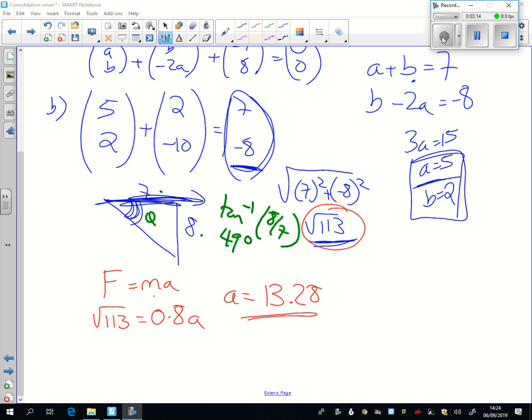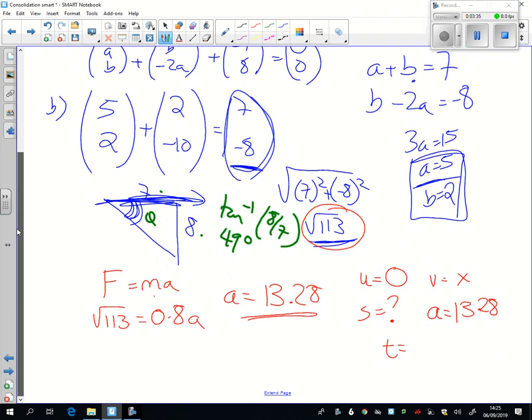I'll try to find out how far it goes, but it says it started at rest, so I'm going to have u equals 0. I don't care what v is going to be. s is what I'm trying to find out. a, I've got 13.28. And it said what happens in, what did it say? Did it say 3 seconds? Sorry, I just forgot. First 3 seconds, so I've got t equals 3.